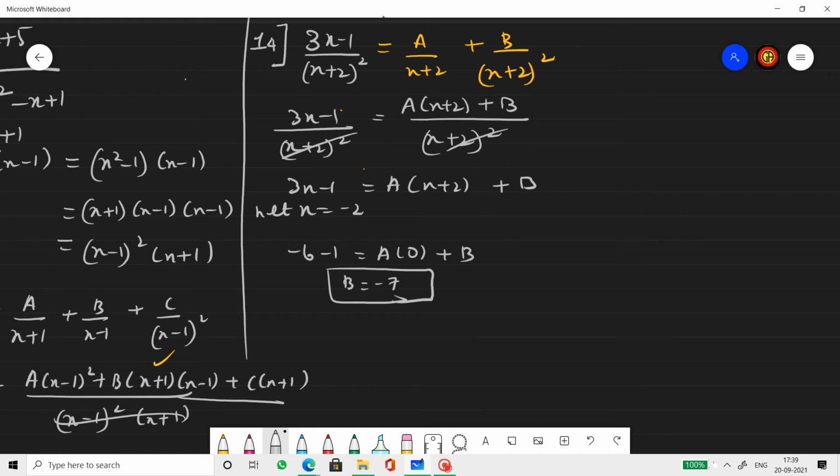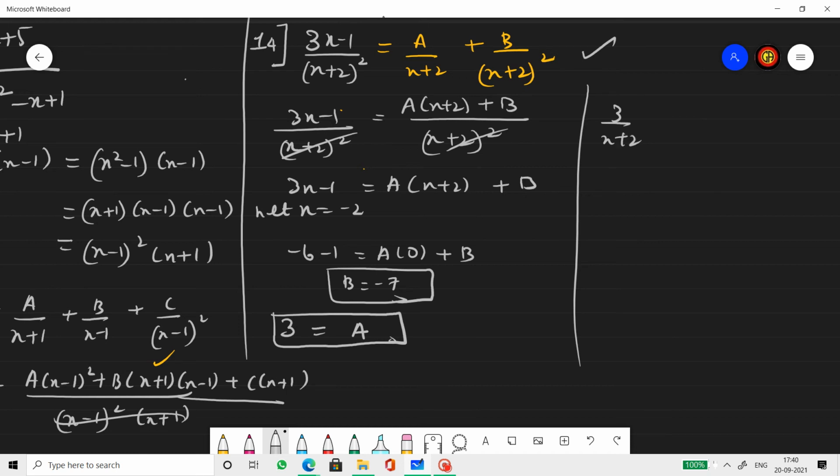Now the next thing we have to compare. So when we compare the highest degree, you see x power 1 is the highest. So it's 3 equals a, when you compare the coefficient of x terms. So we found a and b. Substitute a and b here. So 3 by (x plus 2) minus 7 by (x plus 2) the whole square.